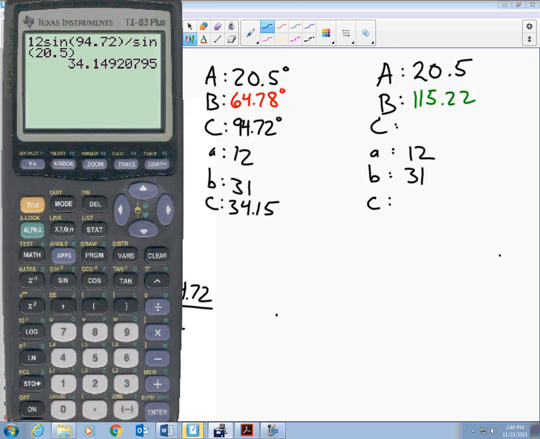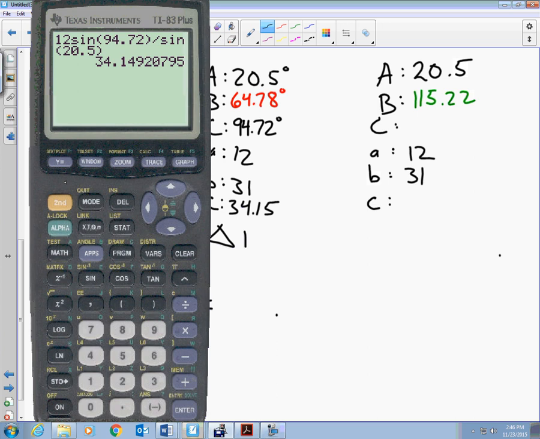You don't have assignment today, folks. We just got to get through this last piece. That's triangle 1. We're done with triangle 1. We haven't solved triangle 2. Can I find angle C for triangle 2? How? Subtract from 180. So 180 minus 115.22 minus 20.5 is 44.28.